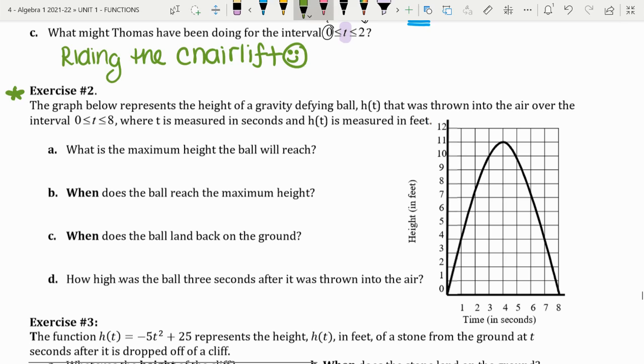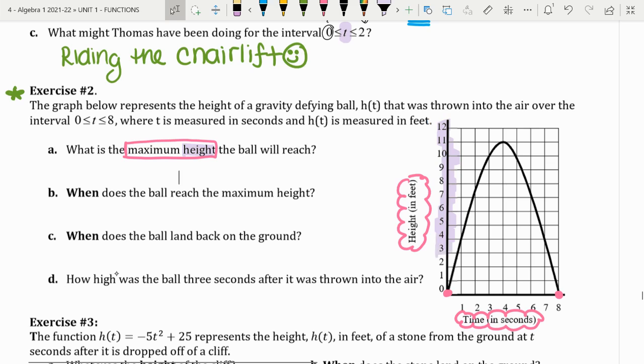Okay, so here we're talking about the height of a gravity-defying ball that was thrown into the air over the interval 0 to 8 seconds. Always bring your attention to these labels. It's so helpful. Okay. So when it's telling me, hey, what is the maximum height? I know I'm looking on the height axis, which is the y-axis. So I want to see what's the highest point. It's happening right here at this vertex. And so the maximum height is 11 feet.